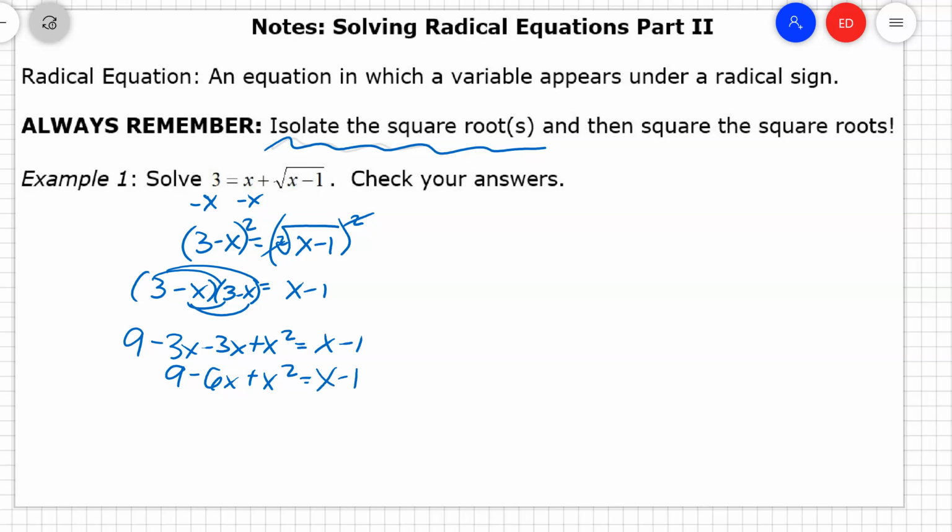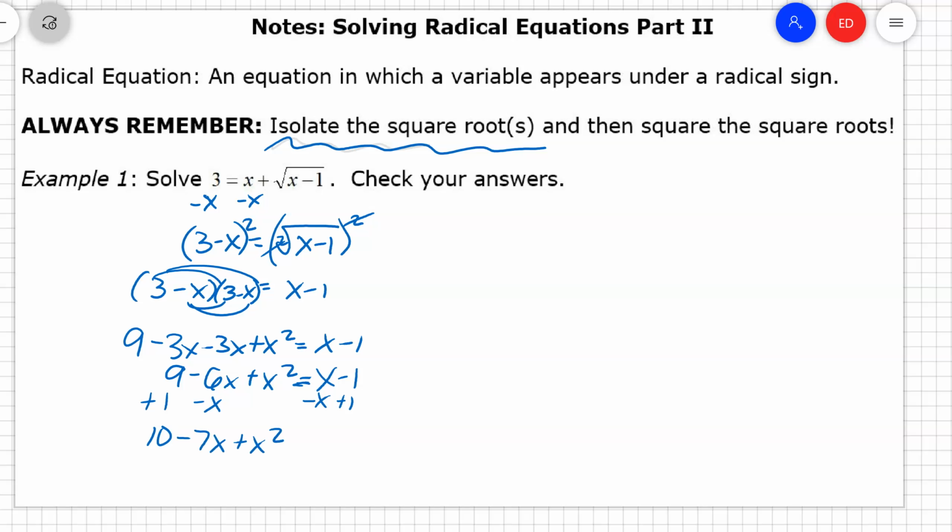I'm going to subtract because I noticed that in order to solve for x on this one, we have an x squared, so we are going to have to factor. In order to factor, we need to set everything equal to 0. So we're going to subtract x and add 1. That's going to become 10 minus 7x plus x squared.